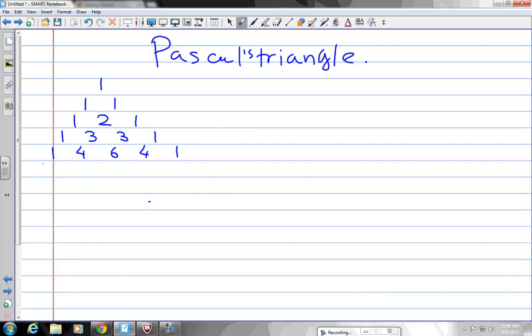Tell me the next one. 1, 5. So you see, all I'm doing, I'm adding two numbers to get the one on the bottom. So 5 is 1 plus 4. 10 is 4 plus 6. 10 is 6 plus 4. 5 is 4 plus 1. And 1 is just there.